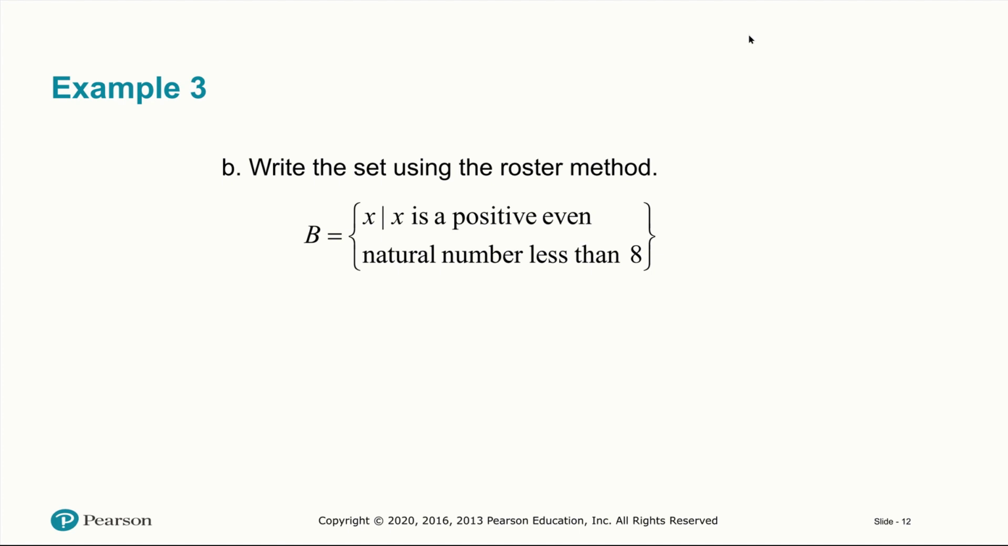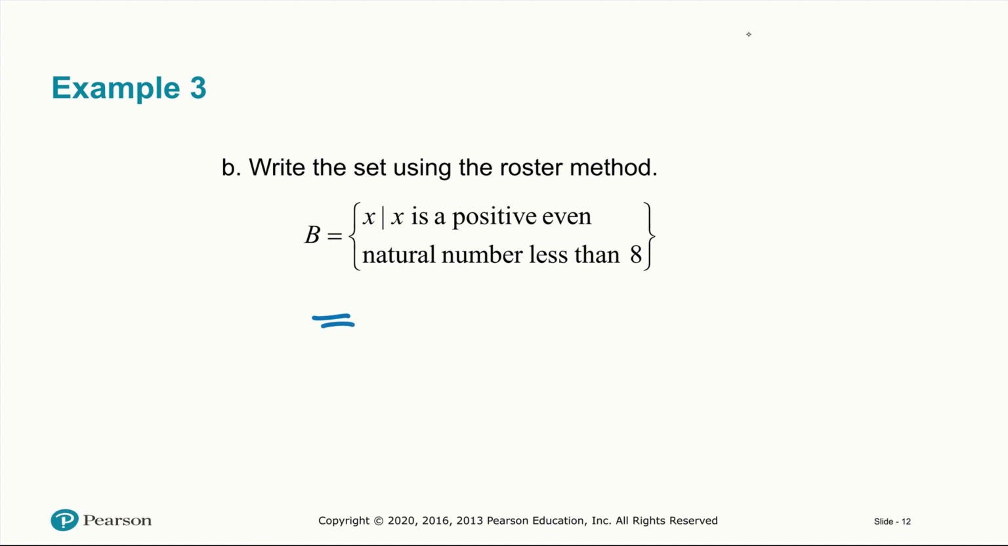All right, so as you can see, we have some restrictions, right? The number has to be positive. That's a little bit of a moot point, right? Because we know that all natural numbers are positive, right? They start with 1. So not as important as the next requirement, that it has to be even, right? So we want positive, even natural numbers less than 8.